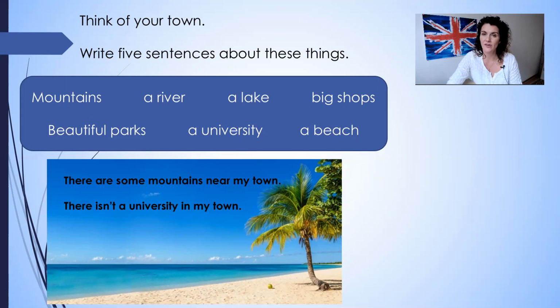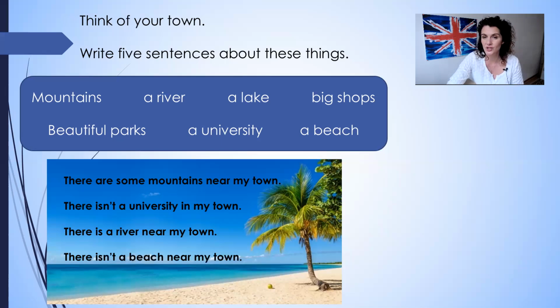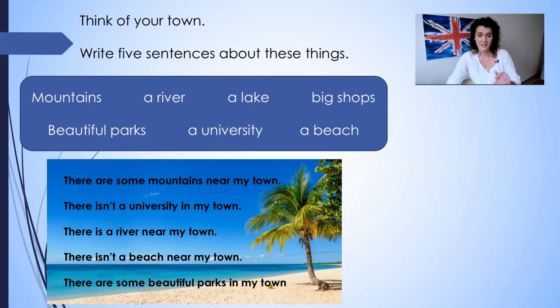There isn't a university in my town. There is a river near my town. There isn't a beach near my town. There are some beautiful parks in my town. So maybe pause again and see, can you write 5 sentences about these things?